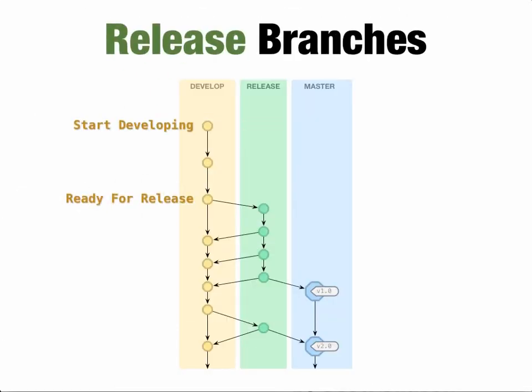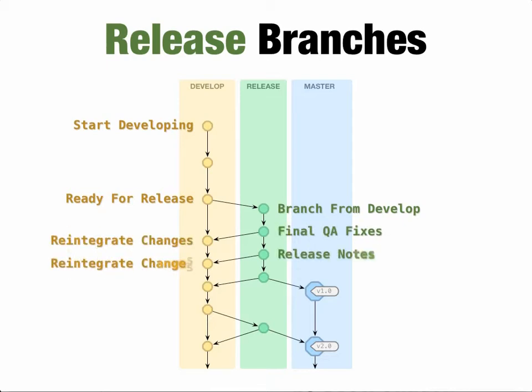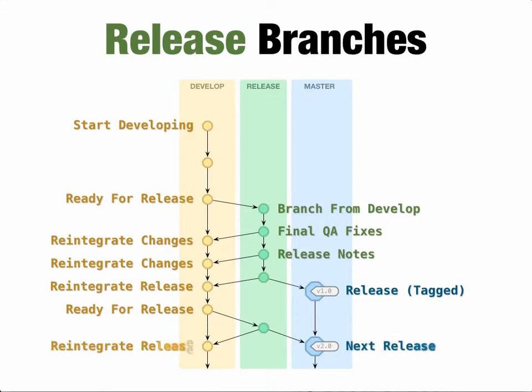You start developing on your development branch, you're ready for your release, and you create a release branch from the latest development snapshot. You might do some QA, some fixes, and you continue to reintegrate those changes into the development along the way. And then when you're ready for the release, you merge it into master and tag it and reintegrate all those changes into development. And then at that point, since we have all the changes, you can just delete that branch until you're ready for a new release, and then you create a new release branch.